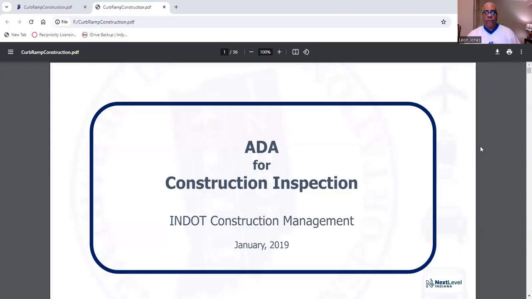Now, let's go back again, share my screen. And I have something for you because when you are in any urban area, you're going to run into a lot of ADA ramps. And one thing that individuals don't know how to do is actually inspect these ramps. So I'm just going to take an old PowerPoint called ADA for Construction Inspection by NJ.gov Construction Management, dated January of 2019. And I'm going to go through this PowerPoint and explain to you how the inspection is done.